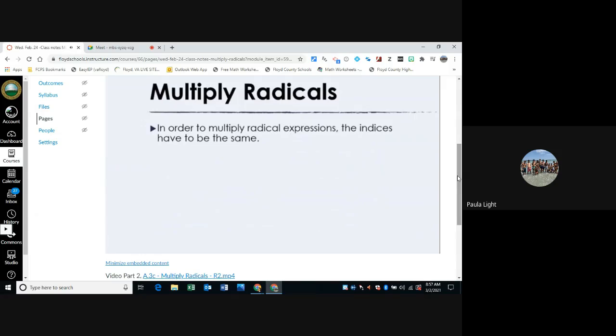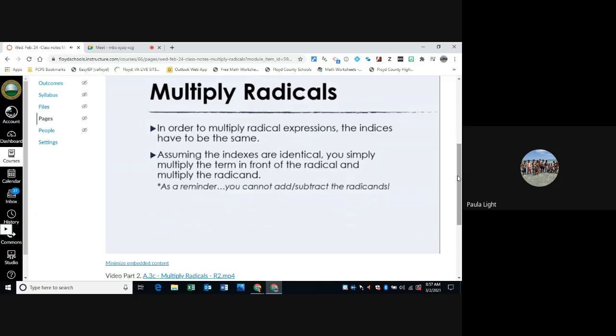So in order to multiply radical expressions, the indices have to be the same. The indices, which is that little number, the square or the cube, are identical, but the number underneath doesn't have to be. You simply multiply the terms in front of the radical and multiply the terms that are the radicands. As a reminder, you cannot add or subtract the radicands. Be sure that all answers are simplified completely.